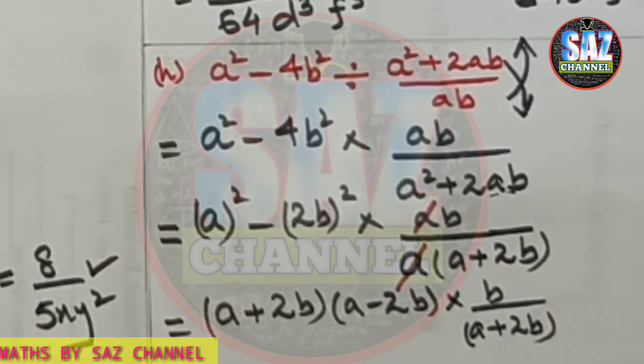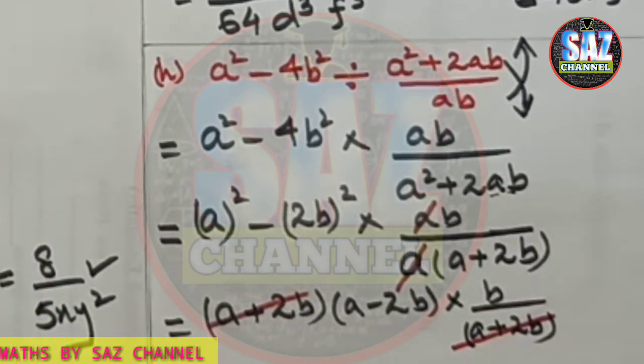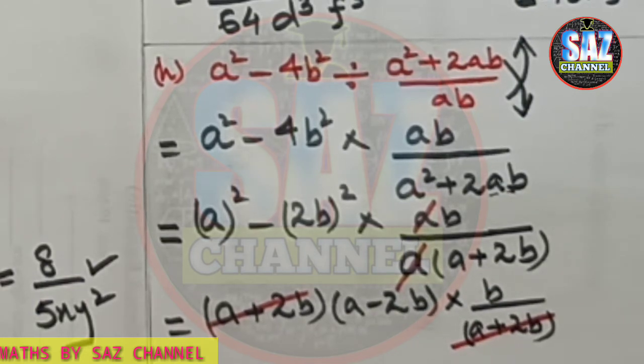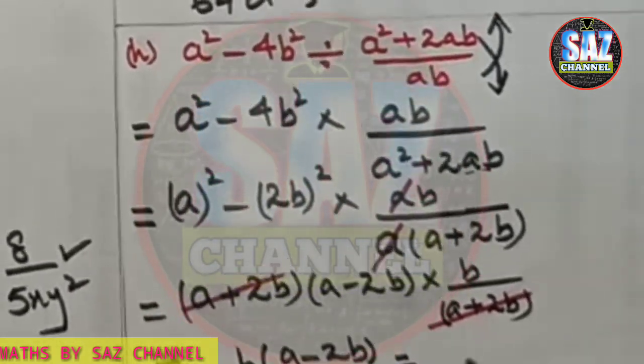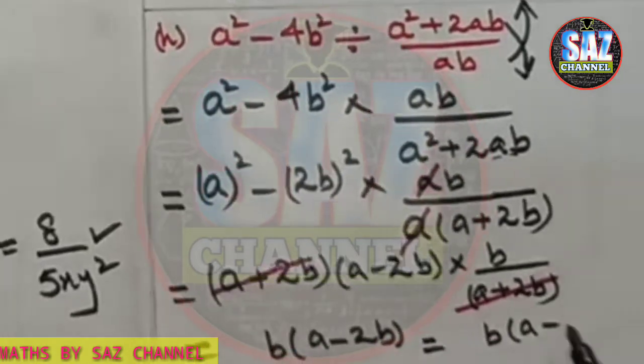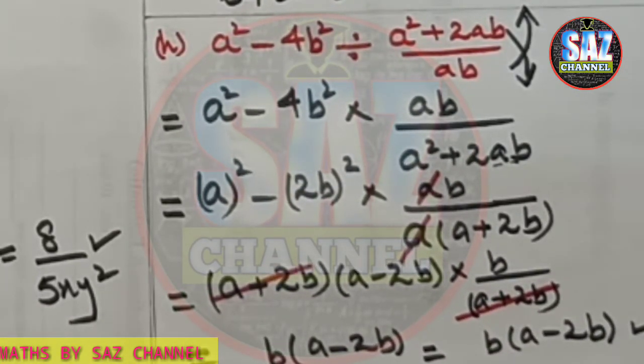Now, a plus 2b is the same term in the denominator and numerator. We can cancel it, and I will be left with b into a minus 2b. So the final answer will be b into a minus 2b. I hope you are clear about this question.